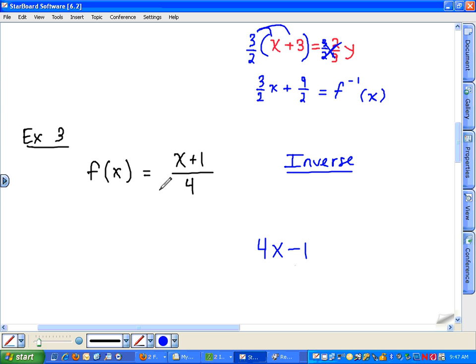If you get good enough and you know what you're doing, then you can decide what the inverse is going to be without having to do much. But for this one, we're still going to go through the steps. What's the first step to find an inverse? Switch the x and the y. So this is the y, this is the x. Switch their places. X equals y plus 1 all over 4.